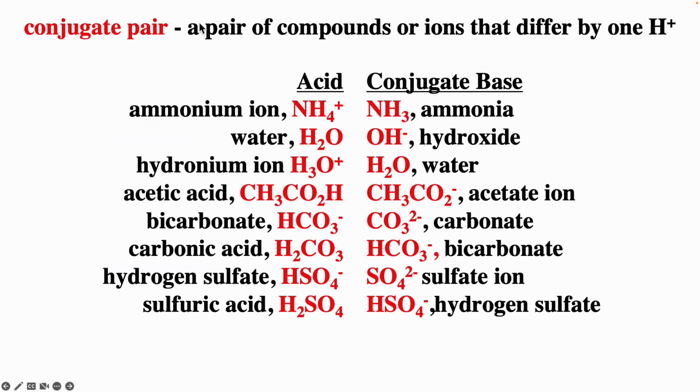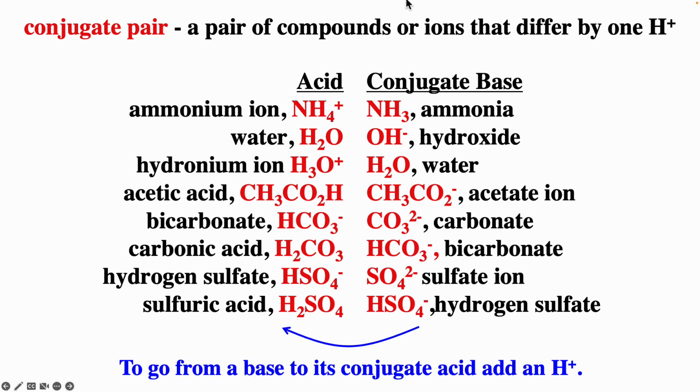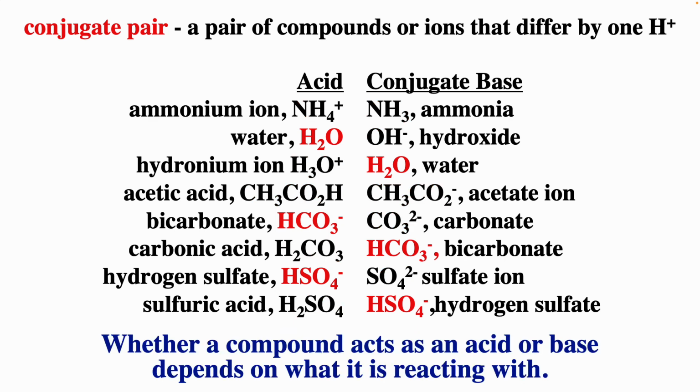And so a conjugate pair differ by one hydrogen ion. If you take the acid and remove the hydrogen ion, that gives you the conjugate base. If you take the base and add one hydrogen ion, that will give you the conjugate acid. So again, think about them as pairs, conjugate acid-base pairs. And again, it's kind of interesting, depending on what it's reacting with, water can be an acid or a base.